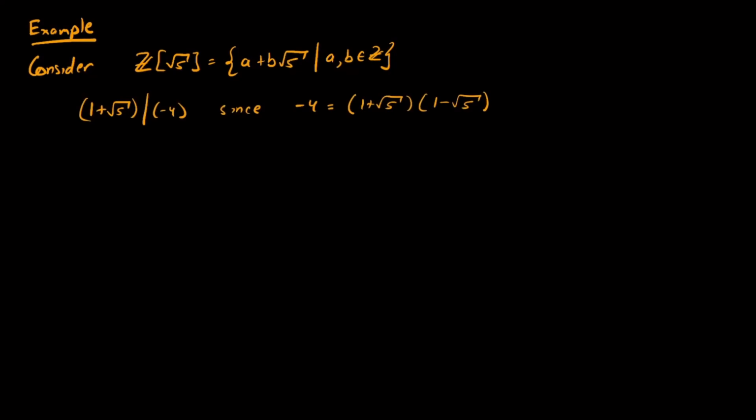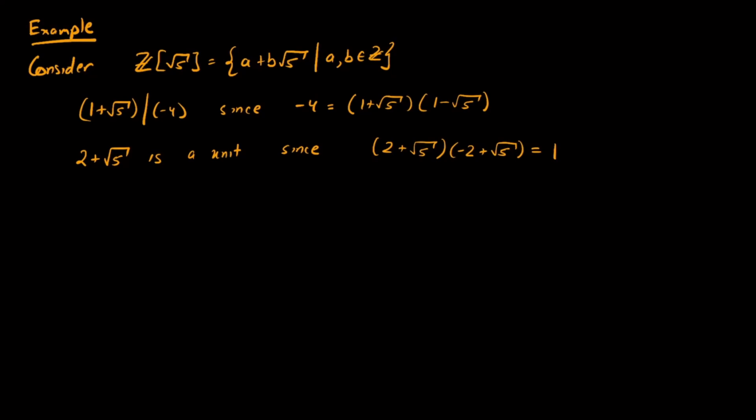Well, the first thing I might notice is that 1 + √5 divides -4. That's the case because -4 can be written as (1 + √5) times (1 - √5). If we expand that out, we get -4. We'll also notice that 2 + √5 is a unit. Why? Well, (2 + √5) times (-2 + √5) is equal to 1. So 2 + √5 has a multiplicative inverse. In fact, 2 + √5 and -2 + √5 are both units because they have multiplicative inverses.